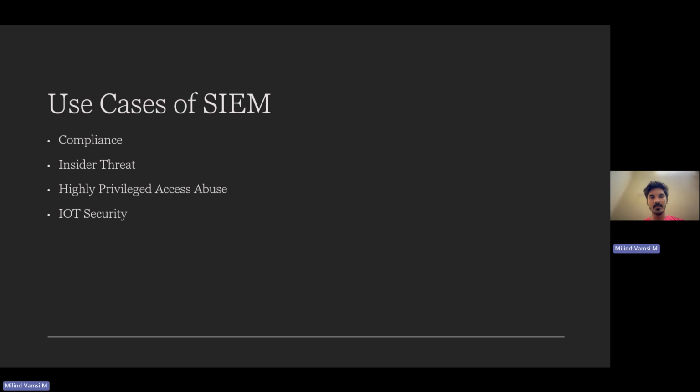Now, let's see some of the use cases and real-time opportunities of SIEM. So, SIEM is used in compliance. Tighter compliance regulations are pushing businesses to invest more heavily in IT security and SIEM, and that is why SIEM plays a very important role there. With the help of SIEM, it helps the organization comply with PCI, GDPR, and SOC standards.